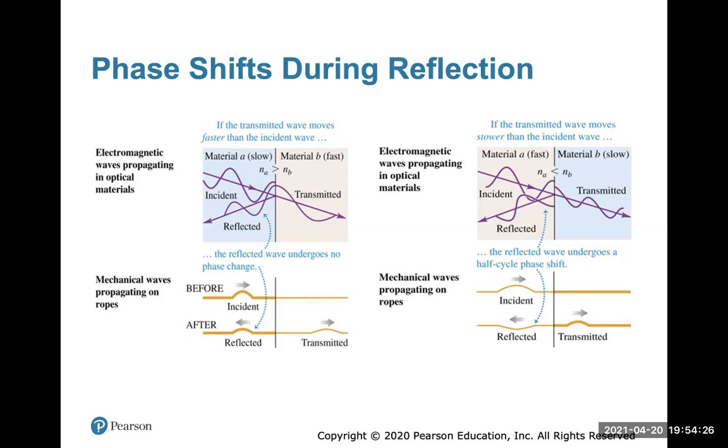Transmitting across a boundary fast to slow is like having a wave propagating on a string that reaches a fixed end. Newton's third law: when the tension in the string pulls up, the wall pulls back down and flips the reflection to the underneath of that string. That's what we're showing in the second picture. There is a 180-degree phase shift associated with a reflection from the boundary between low to high index of refraction.